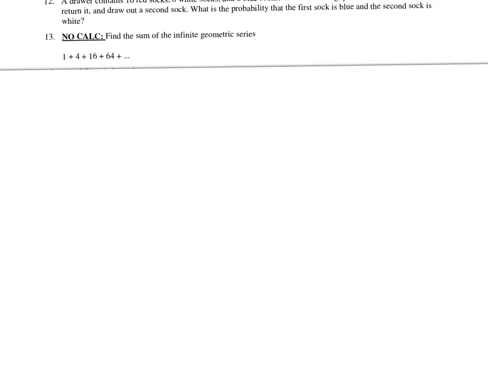All right, next up here, we have an infinite geometric series. I'm going to first find r, and it's 4 over 1, so that's 4. And since that's not between -1 and 1, that means there is no sum.